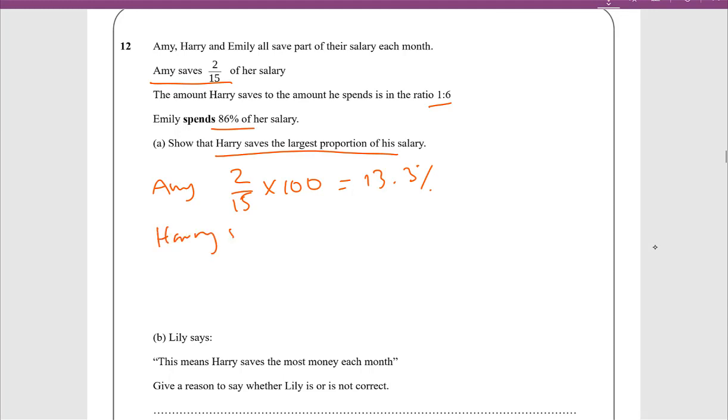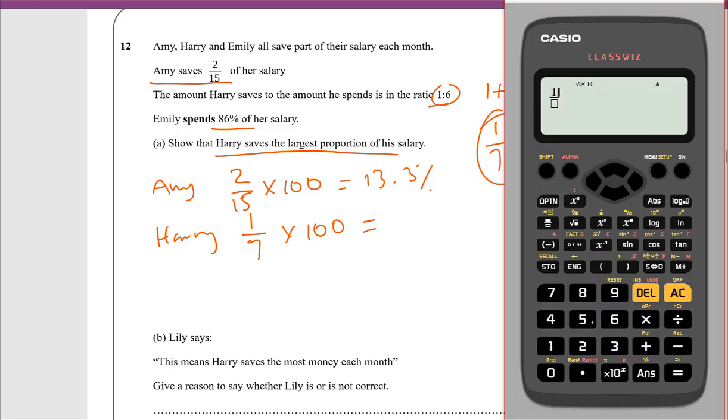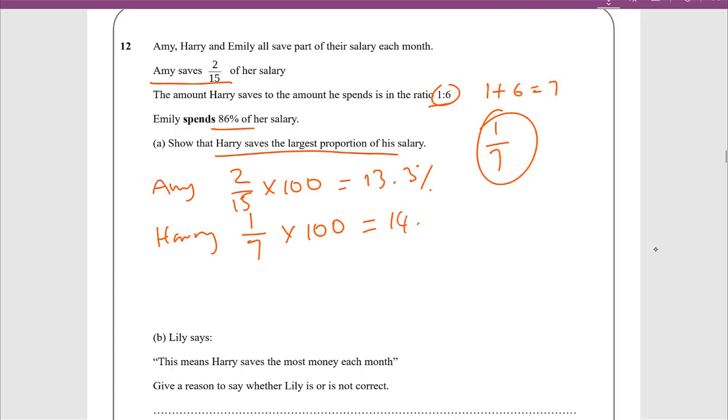And Harry saves, because it's 1:6, 1 part out of, because 1 add 6 is 7, 7 parts altogether, and he saves 1 out of the 7 parts. So do the same thing for him as for Amy: find the percentage. Press the fraction button, 1 divided by 7, and then times it by 100. I just want to show you on the calculator the exact calculation we're doing here. That gives an answer of 14.2857%.